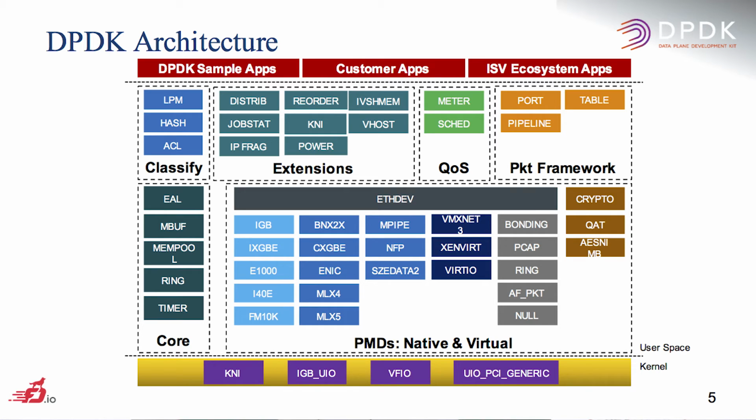LPM, longest prefix match, is typically used for routing, for implementing a FIB, forwarding information base. So this is what VPP also implements. The algorithm is actually different. I think VPP uses an M3 to implement the FIB. We are not using an M3. We are using a different algorithm.